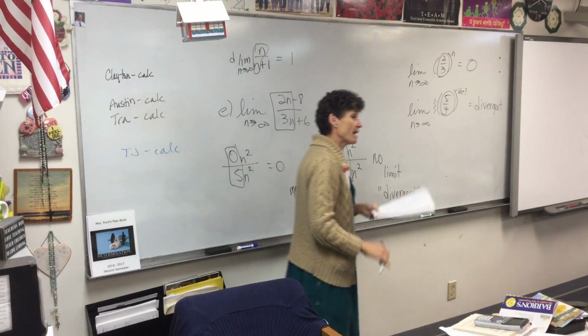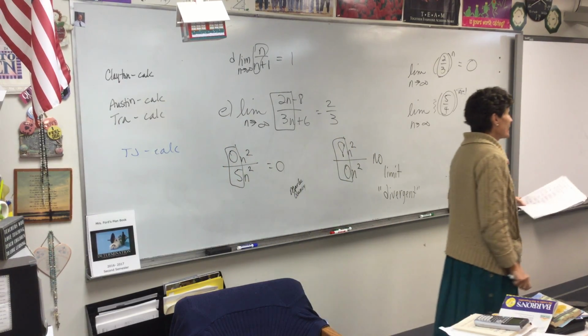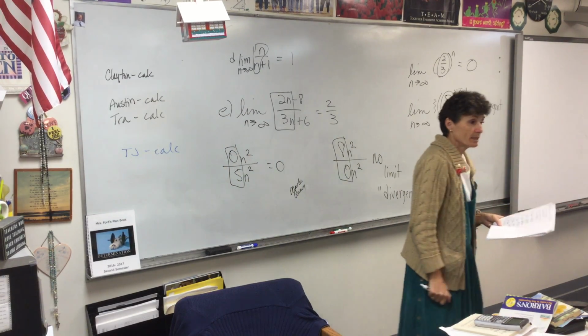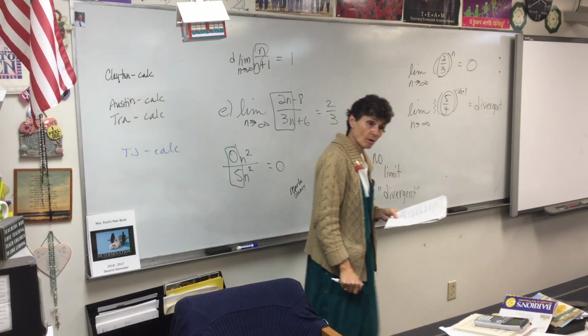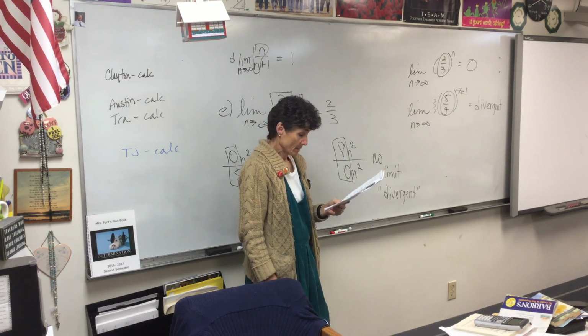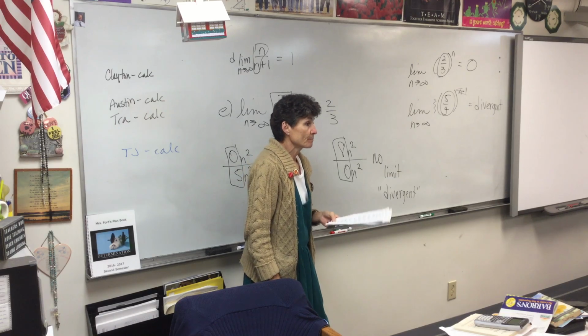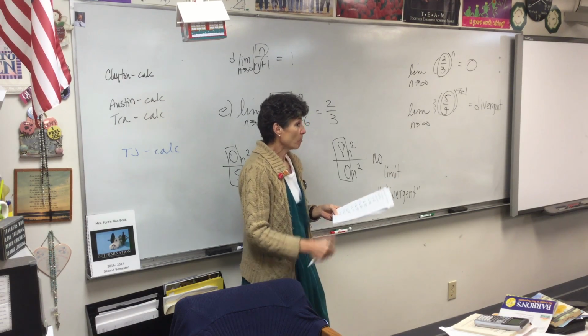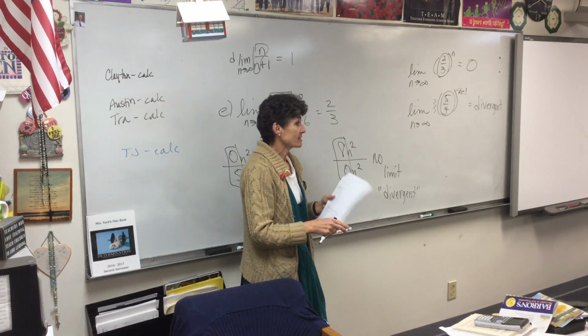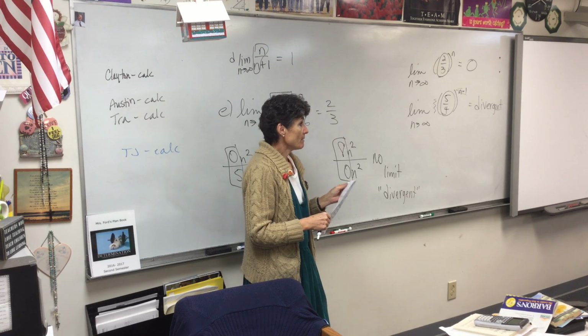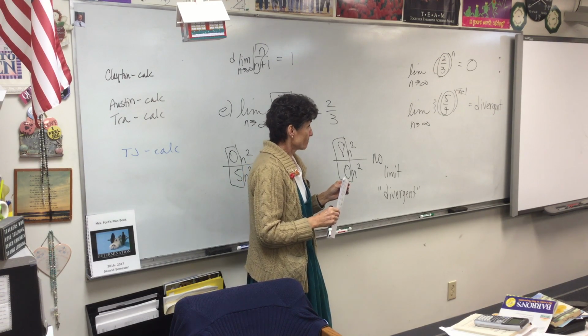Alright, so look at K. What do you think the answer to K is? Divergent. Because 1.5 is more than 1. What do you think about L? 0. Because 0.8 is less than 1. Alright, that's your limit practice. Okay?